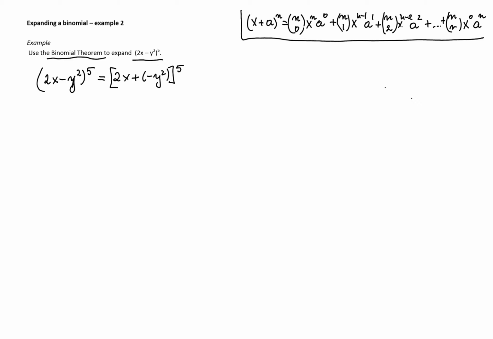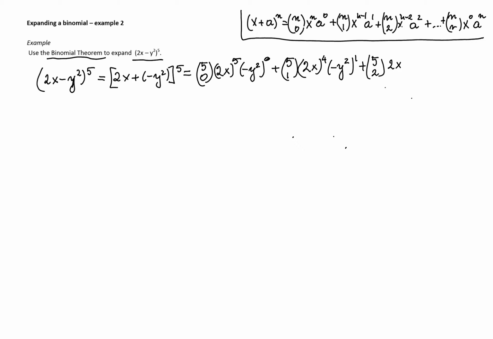And now we'll write the expanded form, which is 5 choose 0, the first term, which is 2x to the power 5, and the second term, which is negative y squared to the 0 power. And then we'll have 5 choose 1, the binomial coefficient, 2x to the power 4, and negative y squared to the power 1. And we'll continue with that formula. We'll have 5 choose 2, 2x to the power 3, and negative y squared to the power 2.